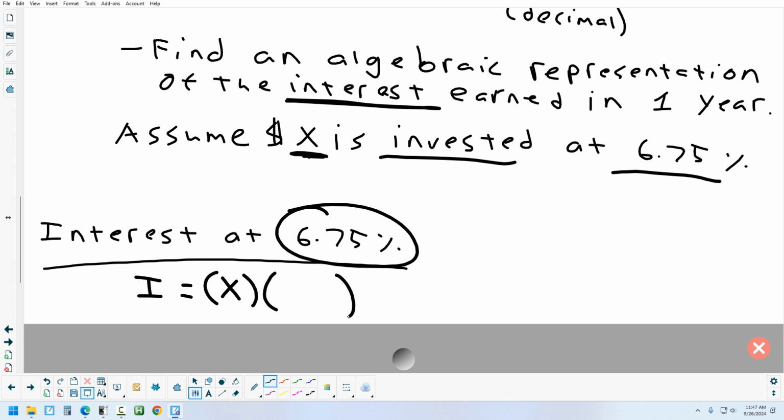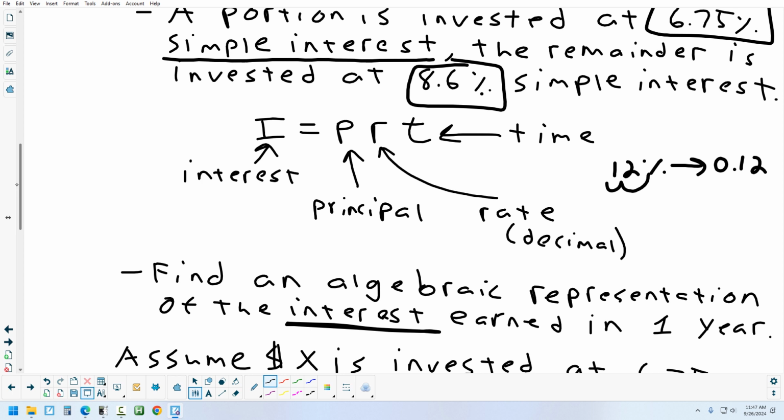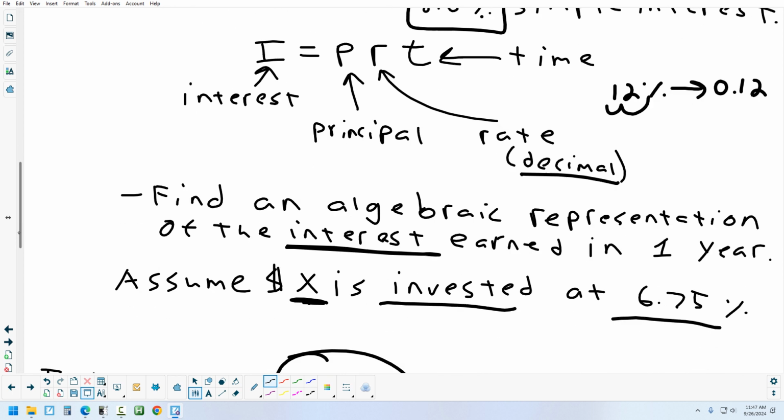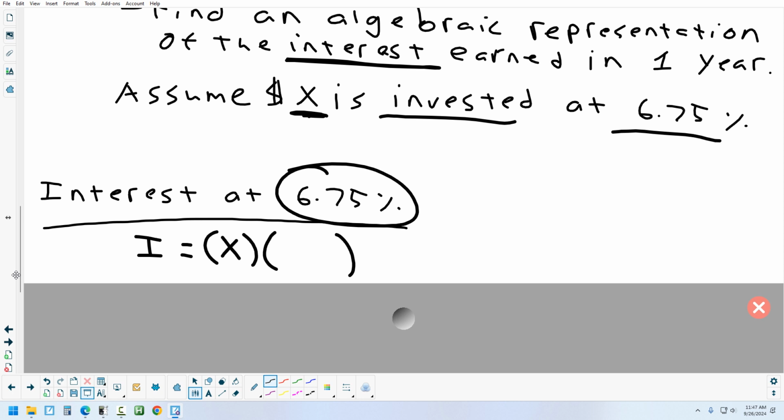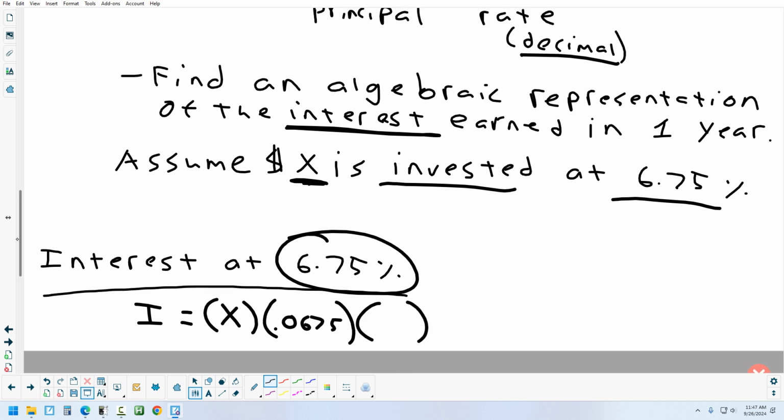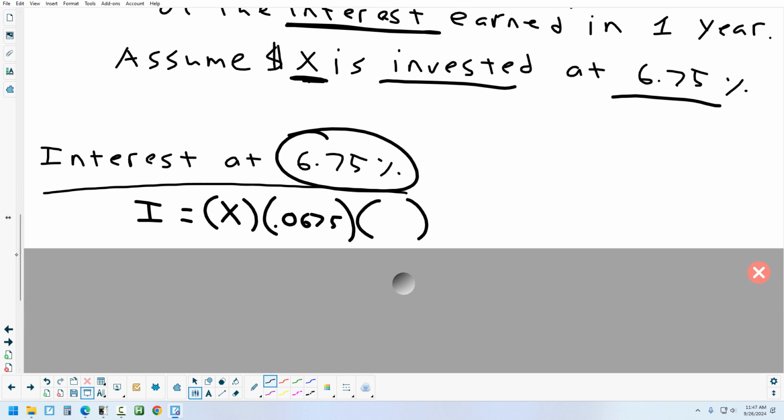What would my rate be? And just remember, the rate has to be a decimal. Would it be the 6.75? And what would you put in right there exactly? 0.0675. Yes, 0.0675. And the last thing is the time. How long is Bill leaving his money in the bank in this problem? 1 year. It says find the interest earned in 1 year. So technically multiplying by 1, it doesn't do anything.